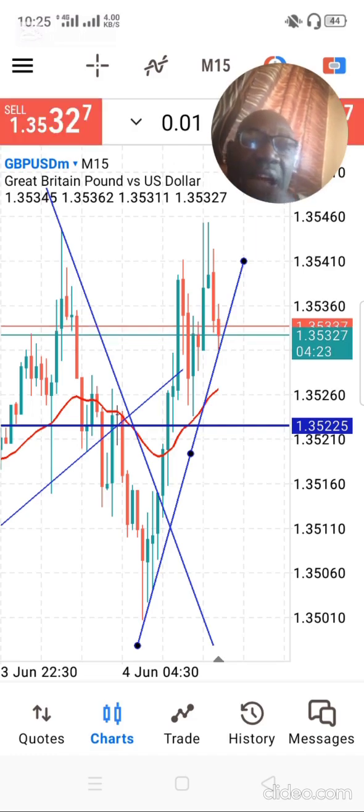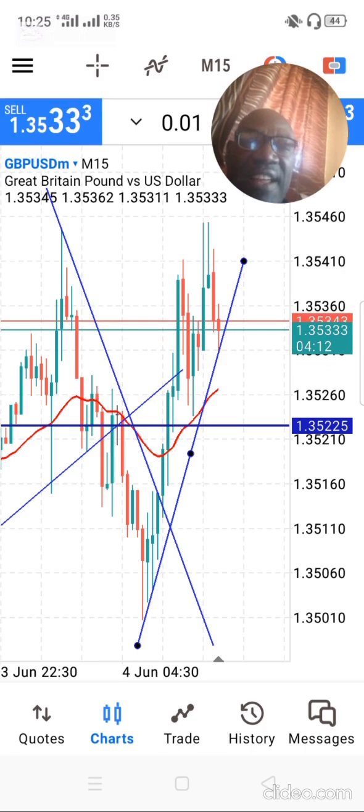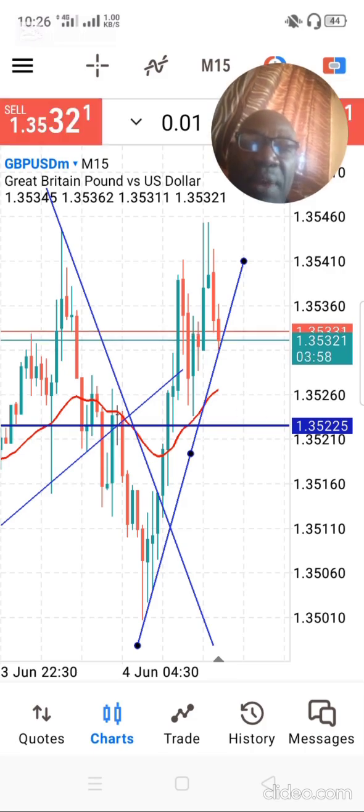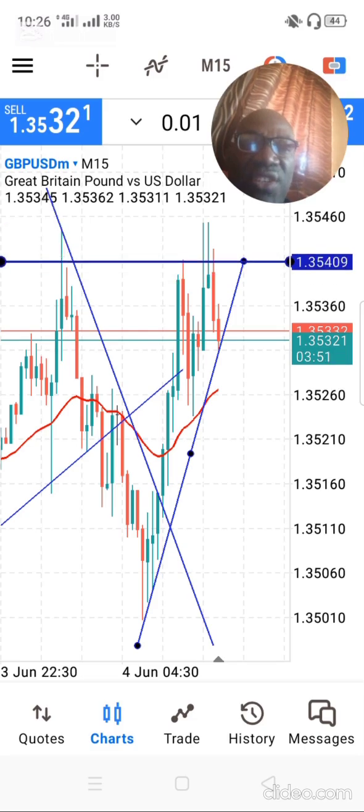Now, how do I know that in this setup there's going to be a reversal? In this particular setup, the red line, the twisted line that is moving, is called the moving average. When the moving average gets in between candles, usually there is a consolidation of price. Consolidation of price, remember, is when price action is dancing in between a certain range.